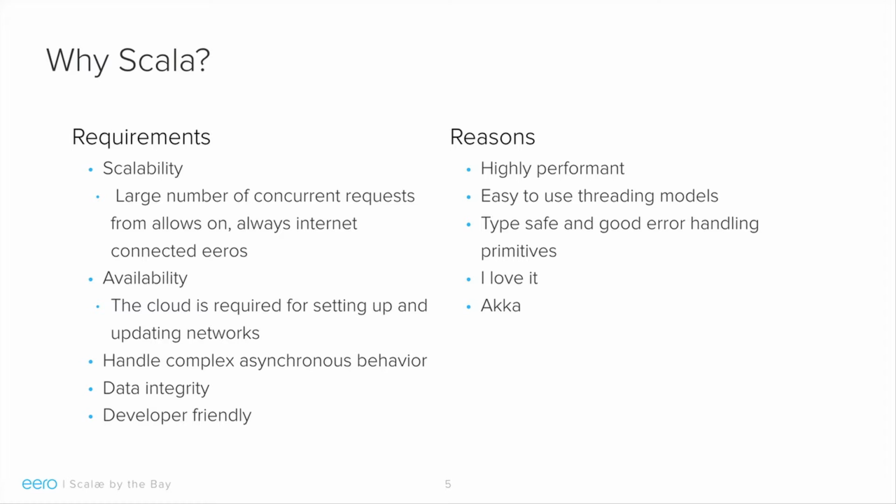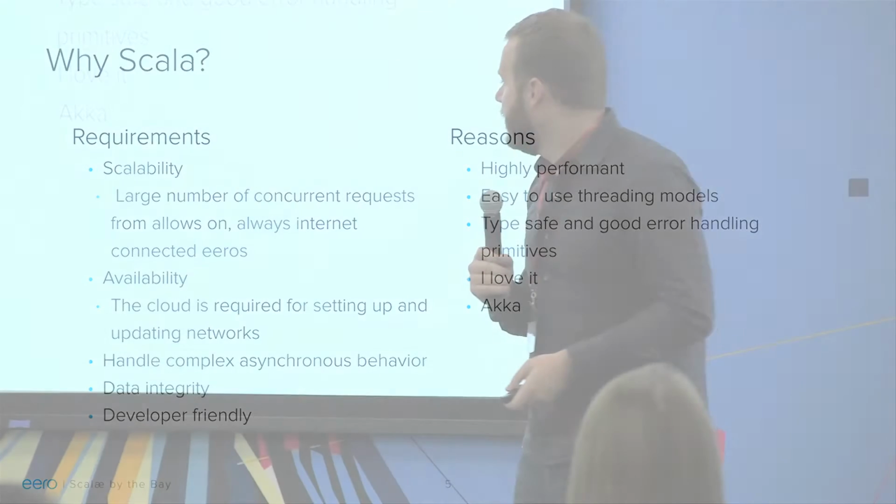And so the first constraint is scalability. These devices, automated computers that are talking to you constantly, are much different than users in that they're always on and always internet connected by default and by design, or by definition even.